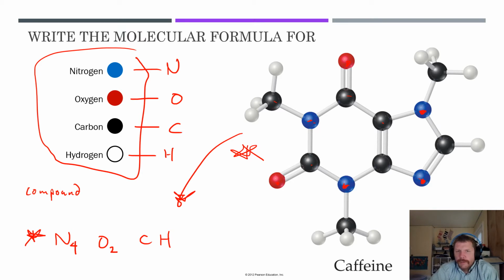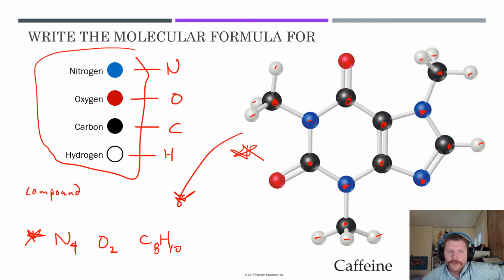Carbon is represented by the black spheres, 1, 2, 3, 4, 5, 6, 7, 8. Carbon C8. Hydrogen, well, 1, 2, 3, 4, 5, 6, 7, 8, 9, 10. 10.